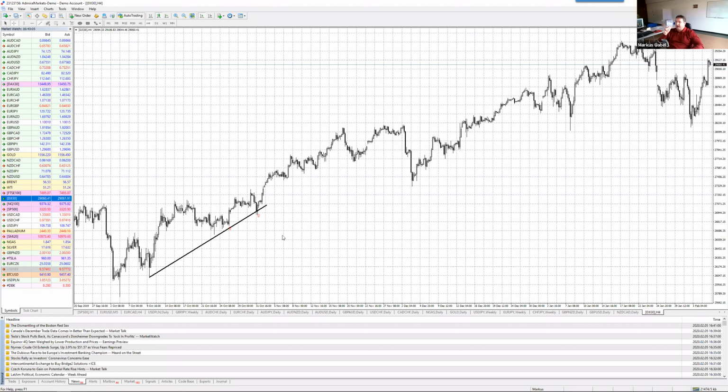This is a really strong and really easy strategy. So what if we see that the trend is broken? Okay, let's see what we can do there. So maybe this one, a short trade. You can connect this trend line.